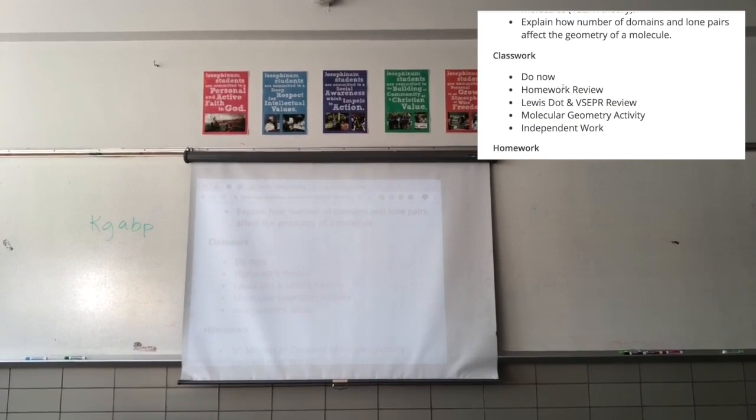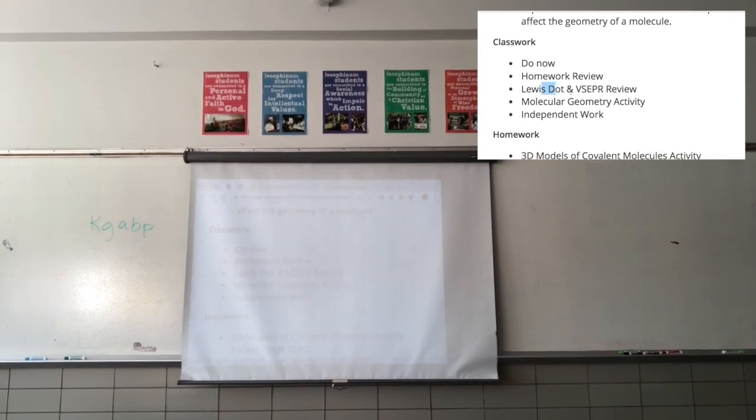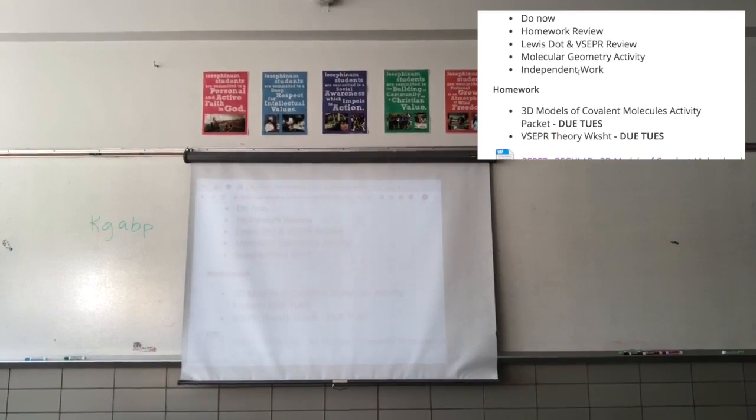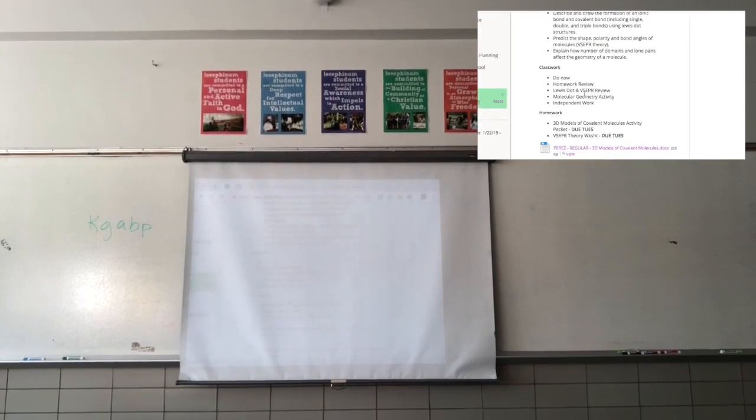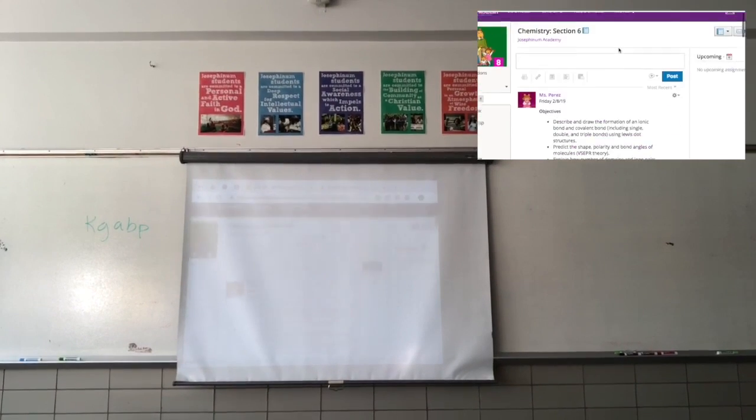So you started with the do now. We're going to review our homework. We're going to go over the answers, so make sure you have your homework out. Next, I'm just gonna review really quickly Lewis dot and VSEPR. We're gonna do an activity and then you're gonna get started on your homework, okay? Cool? All right, both answer keys are on Schoology.